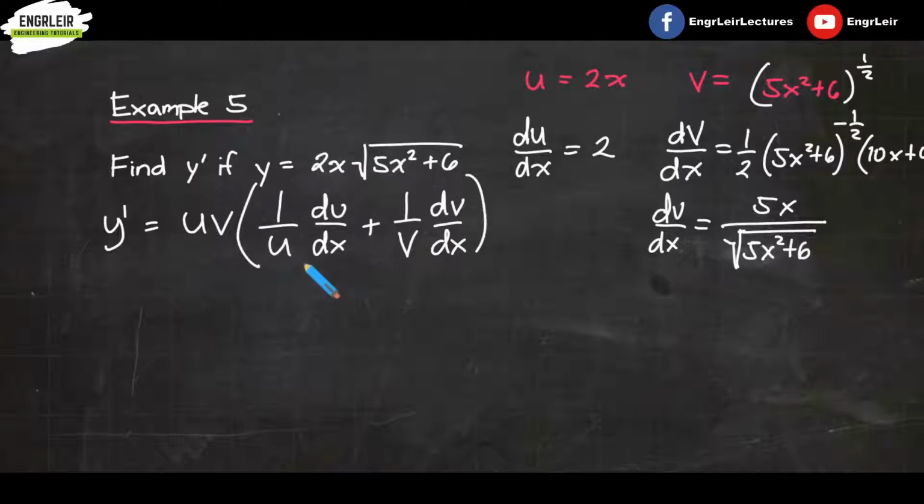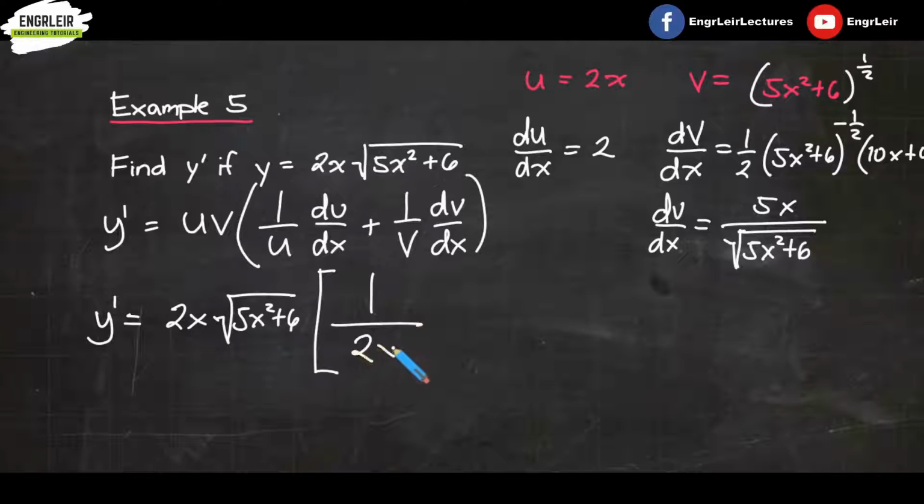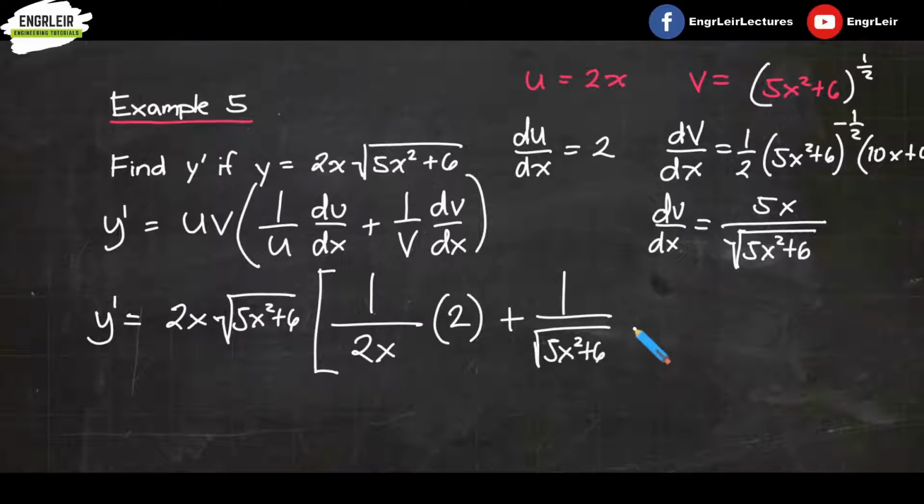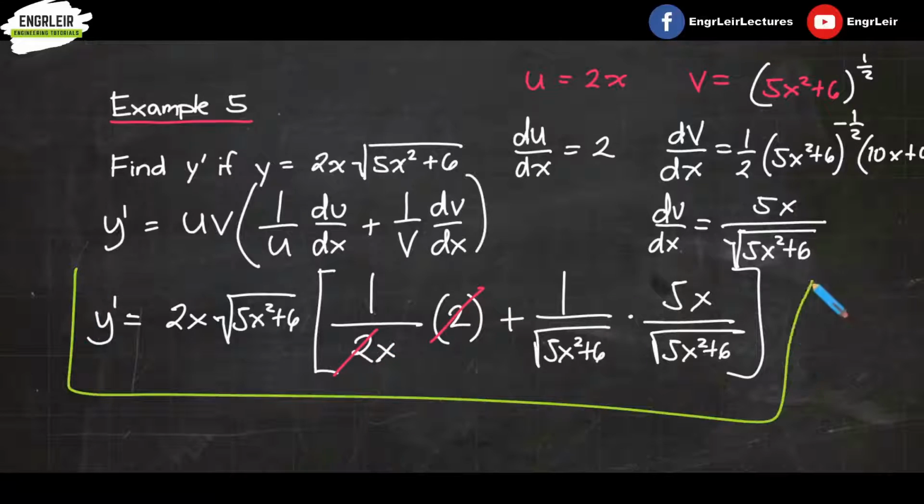Gusto ko lang pakita yung isa pang form ng product rule. So, UV is yung original function times 1 over 2x, yung derivative ng u ay 2 plus 1 over square root ng 5x squared plus 6. Yung derivative ng v, ng dv is 5x over square root ng 5x squared plus 6. Okay, and then again, you will use algebra to simplify. For example, yung 2 pwede mo i-cancel and so on. So, ito yung application ng product rule.